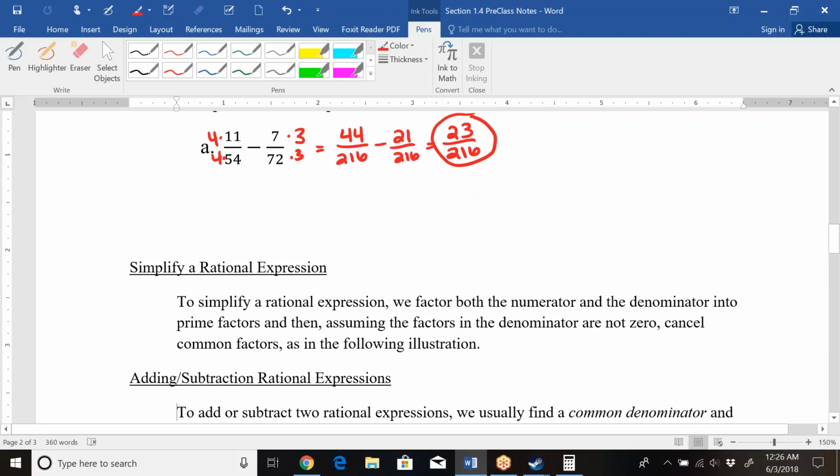Okay, so now we want to talk about rational expressions that have variables. To simplify a rational expression, we factor both the numerator and the denominator into all of the prime factors. That means as far as we can go. And then assuming the factors in the denominator are not equal to 0, you can cancel any factors that are on top and bottom that are in common.